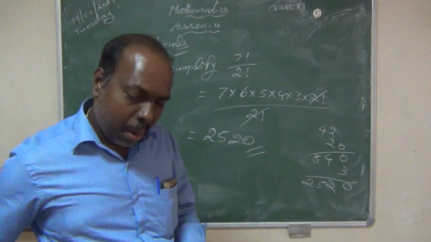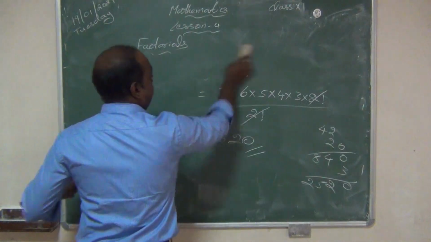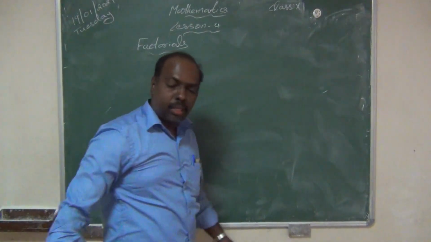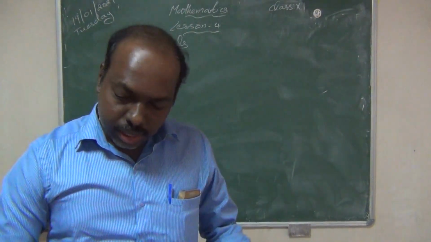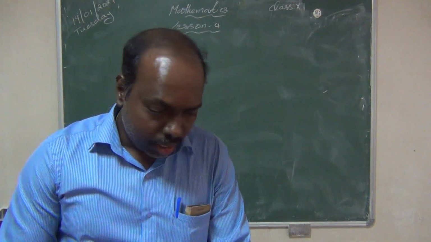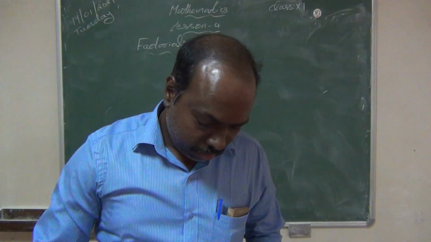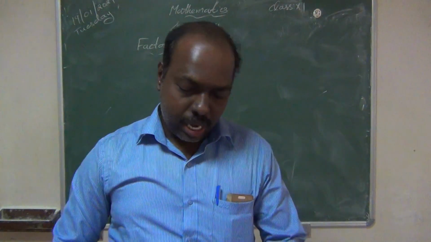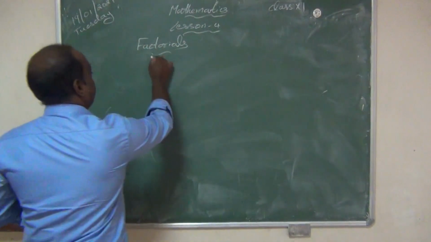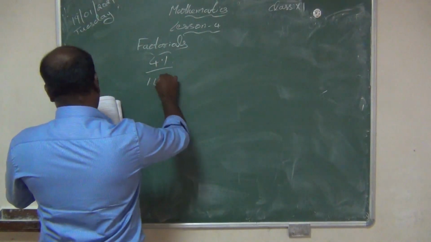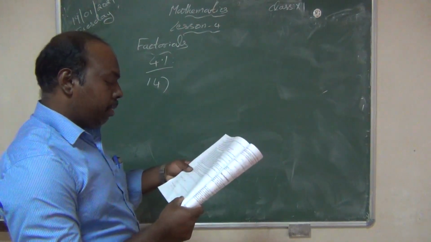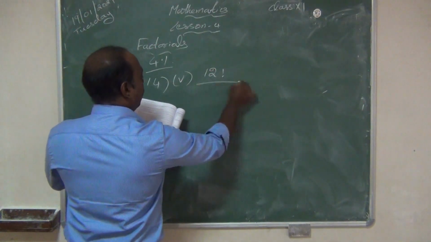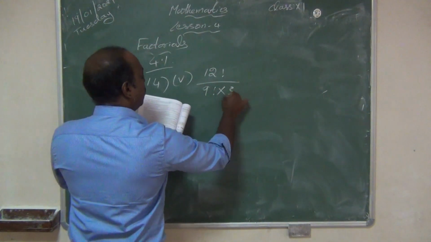Understand? The same model, exercise sum we can see. If there is a problem, we can do it. Yes. Exercise 4.1, question number 14, fifth part: 12 factorial divided by 9 factorial into 3 factorial.